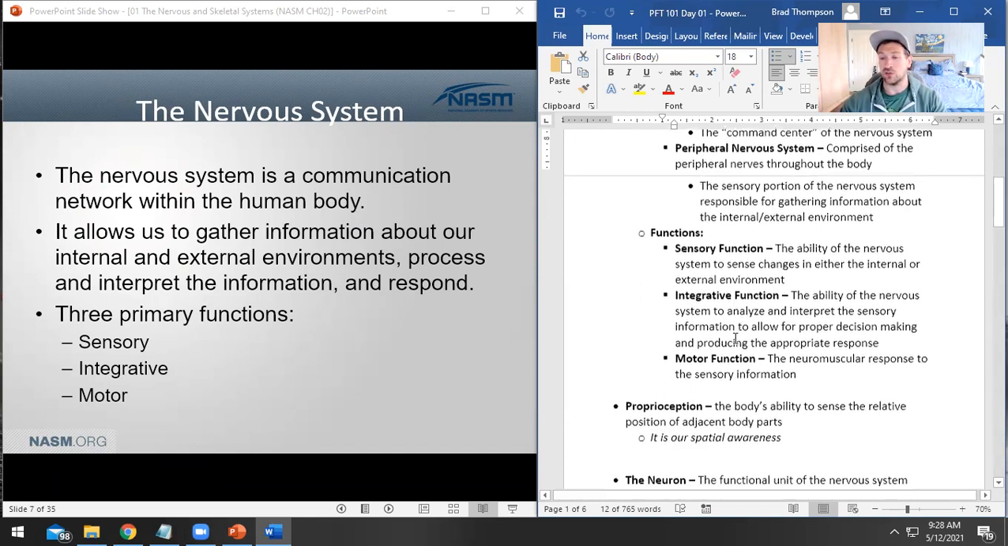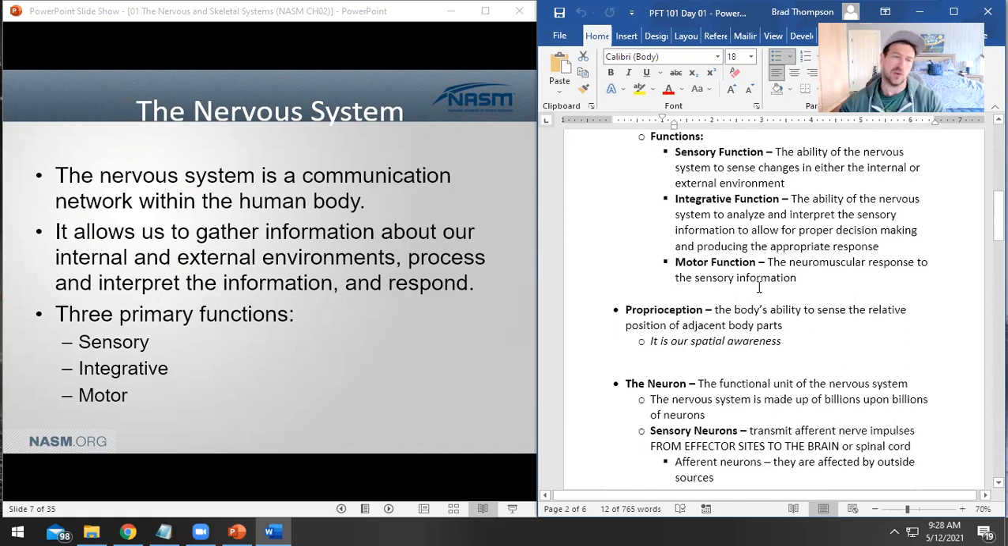Now, looking at your nervous system and how it actually functions, right? So now we understand a little bit about the structures of our nervous system. But what's its job? When I say it's a communication network, what does that really mean? Well, it is able to gather information about both our internal and our external environments, process that information, and respond, right? So let's go to the internal environment because it's pretty easy to understand the external environment.